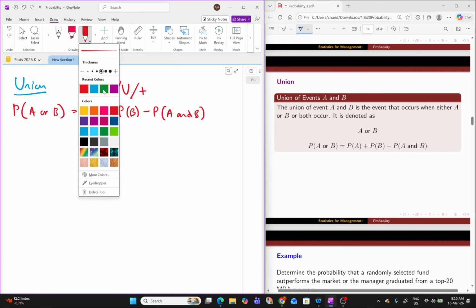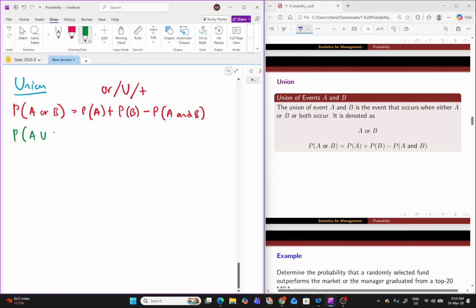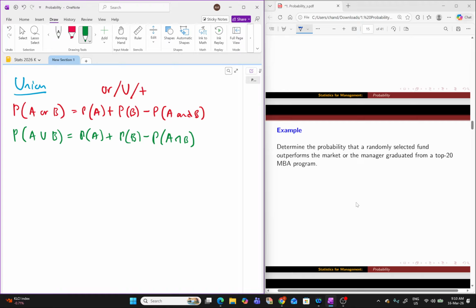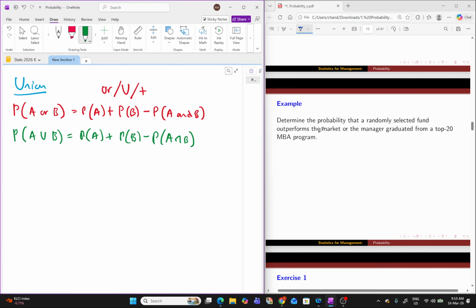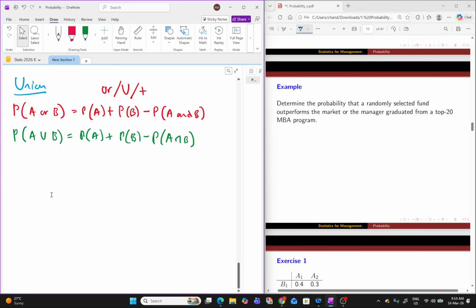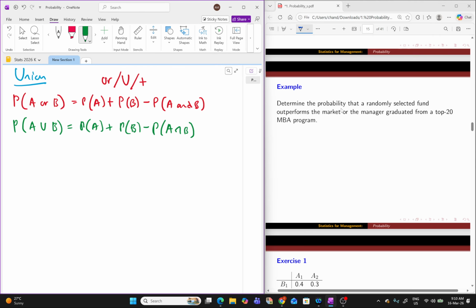So this one I can write, if I want to use the set notation, it's the same formula. Yeah, I can write it like this. Determine the probability that a randomly selected fund outperformed the market or the manager graduated from a top 20 MBA program. Outperform the market is B1, or the manager graduated from a top 20 MBA program. This is A1.